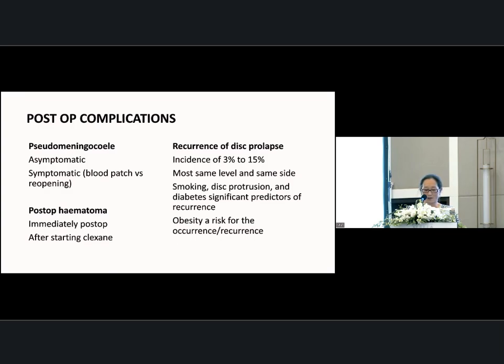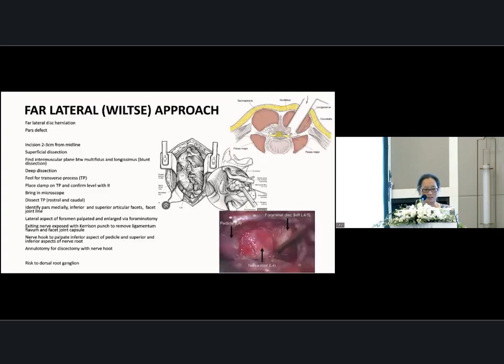Recurrences vary from about 3 to 15%, usually at the same level, same side. Smoking, diabetes, large disc protrusions, and obesity can be slightly predominating in these for the risk of this.